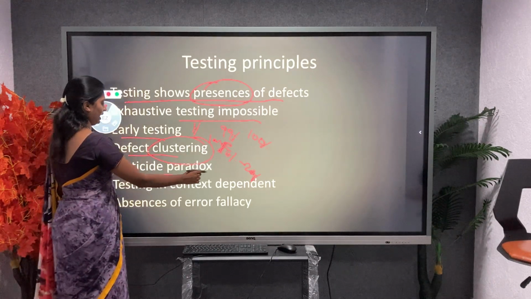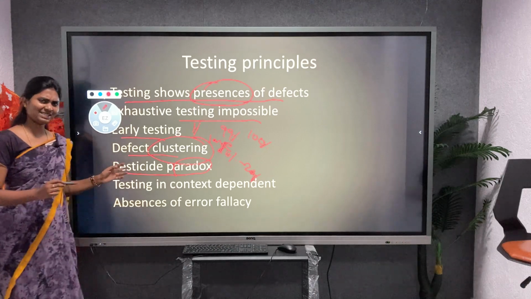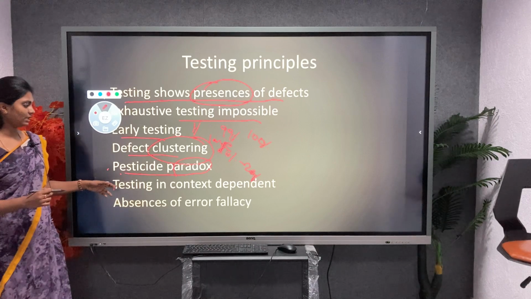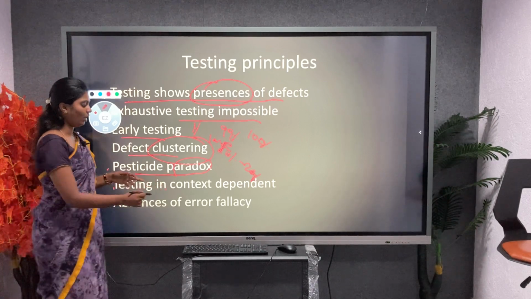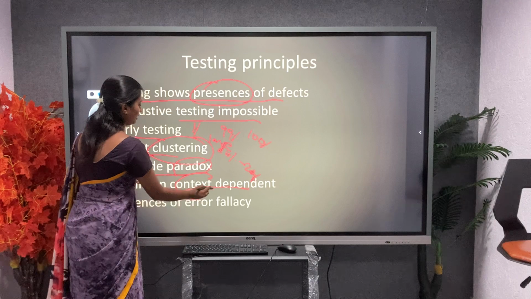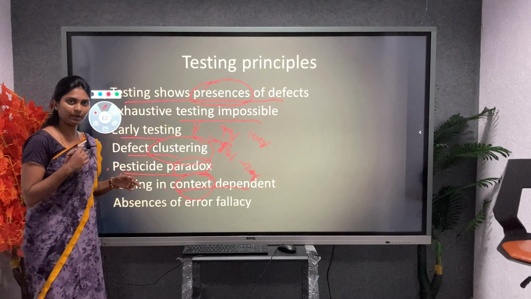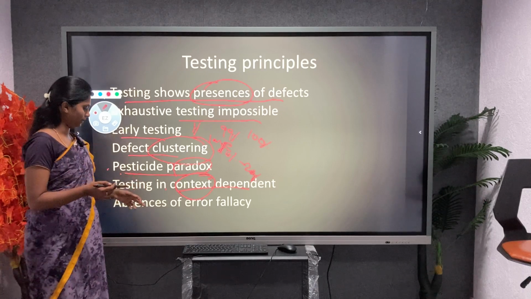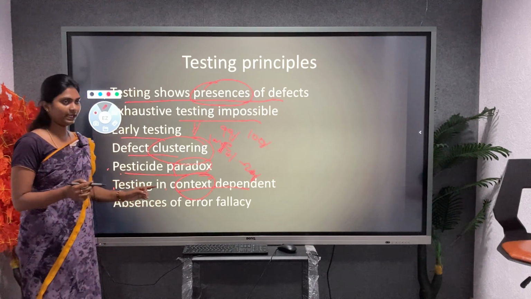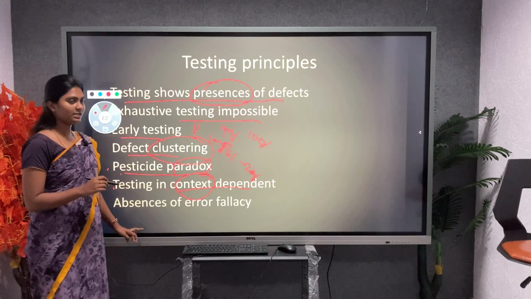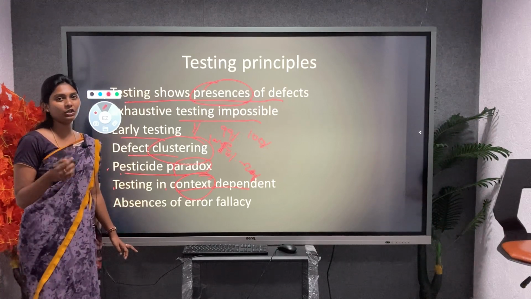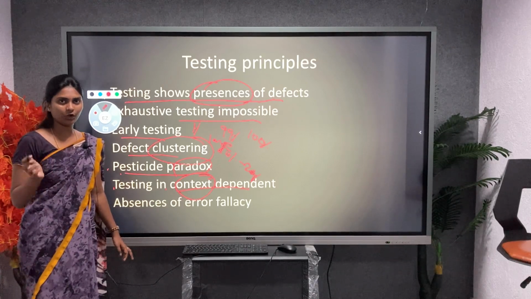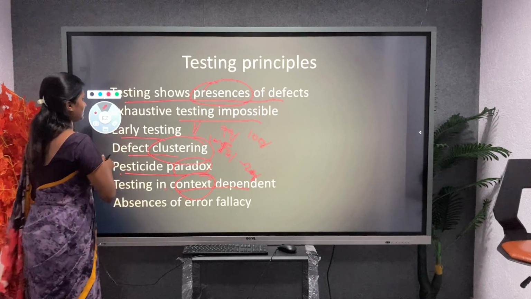Next, pesticide paradox. Pesticide is a medicine which we use. Next, context dependent. What is context? Context may be information, context may be a logo, we can take anything. Coming to absence of errors fallacy, absence means we do not know what presence of data occurred in that particular documentation. So, next slide.